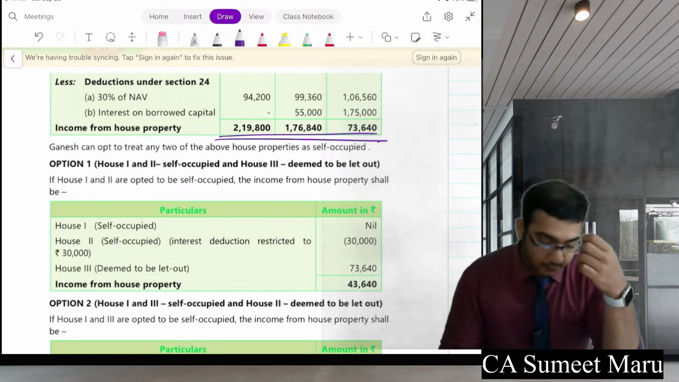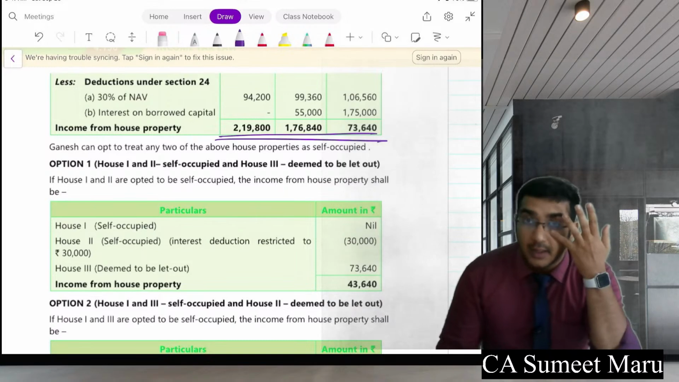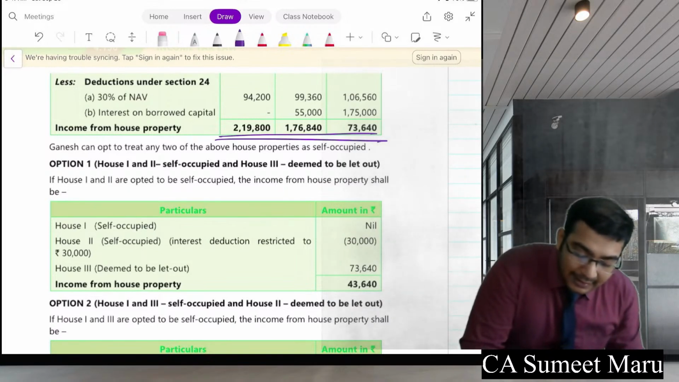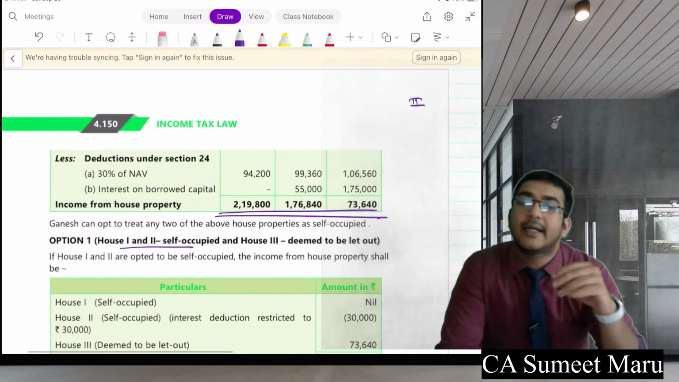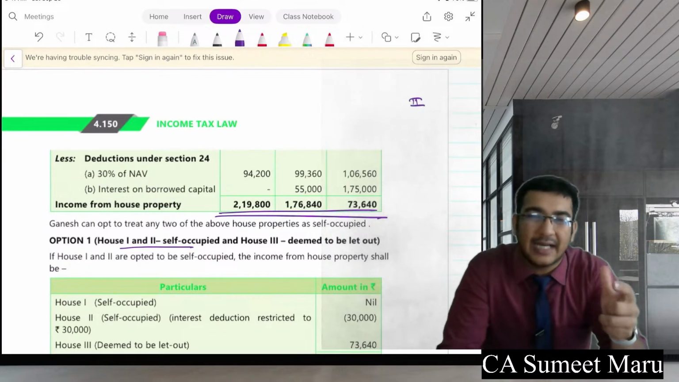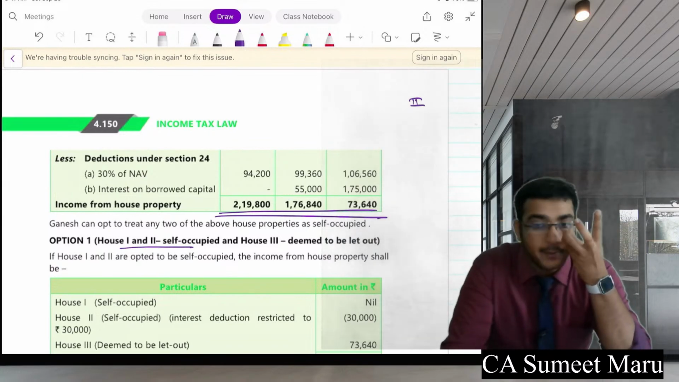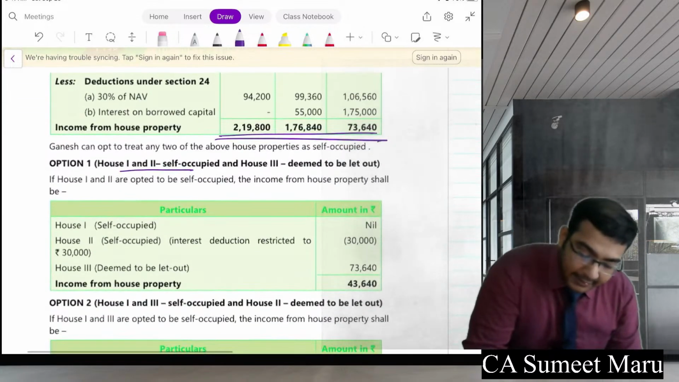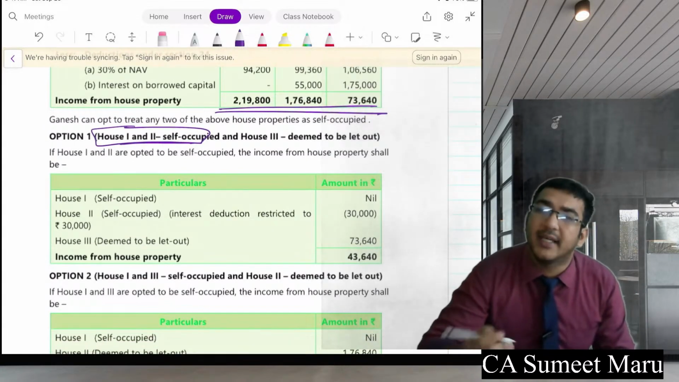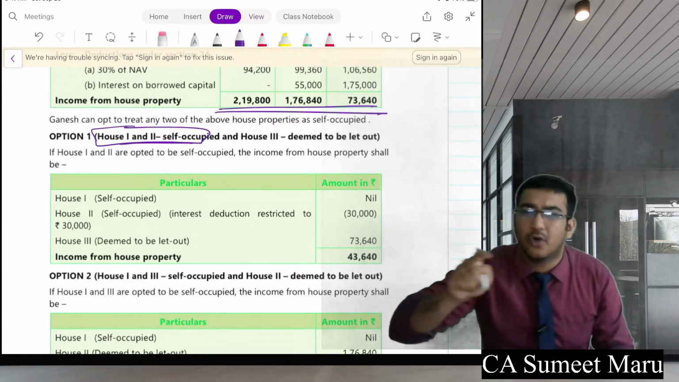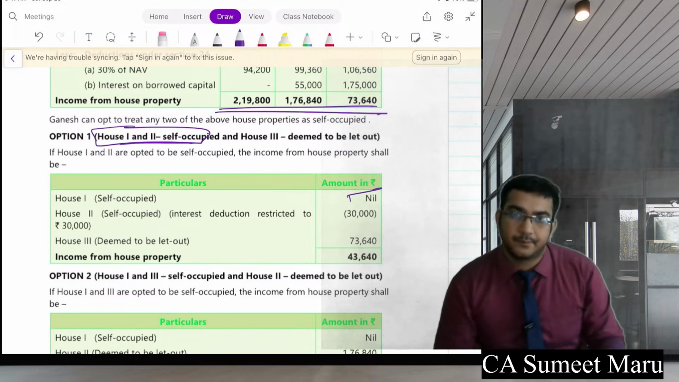Okay. Now we are taking different combinations. We are treating house 1 and house 2 as self occupied. आप यहाँ पे इसके साथ working note 2 बना सकते हो. Treat all the three houses as self occupied. So that way again data will be available for you. वापस दिमाग लगाने का काम नहीं है. Okay. So in this example, treating house 1 and house 2 as self occupied. House 1 में तो कोई लोन भी नहीं है. NAV 0, 30% 0, interest on capital 0, nil, no problem.